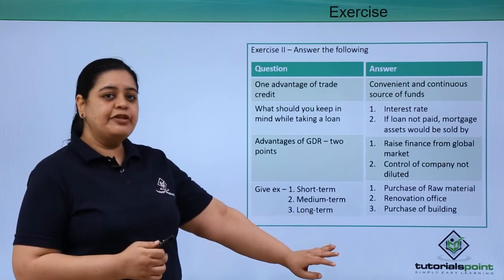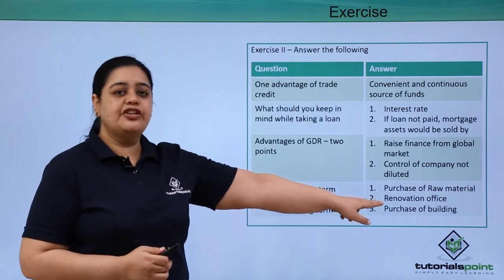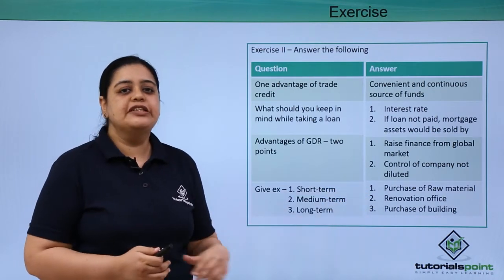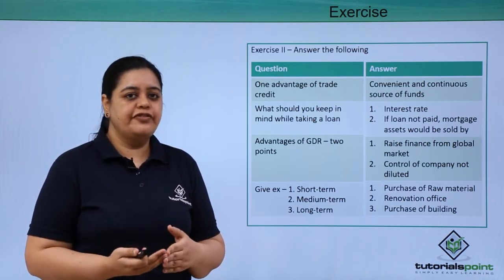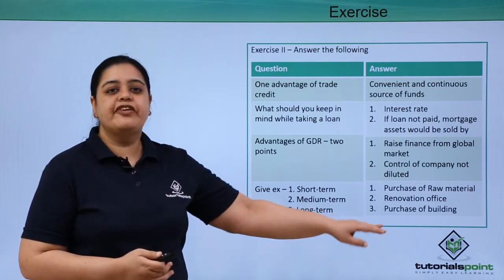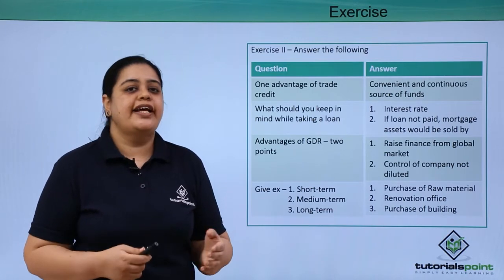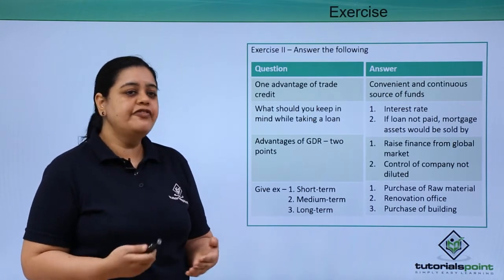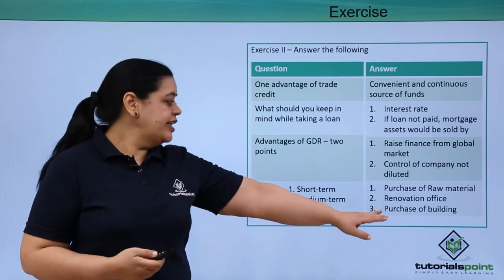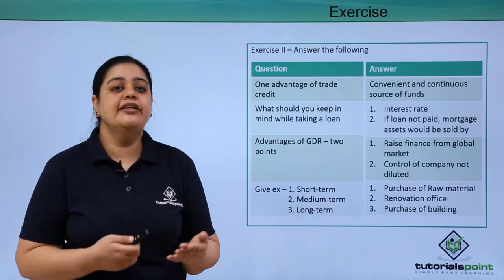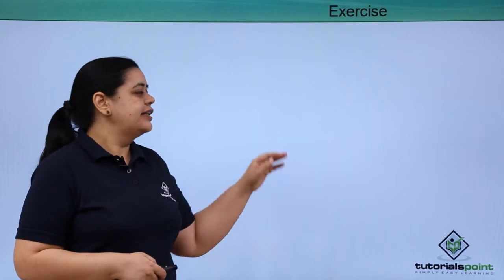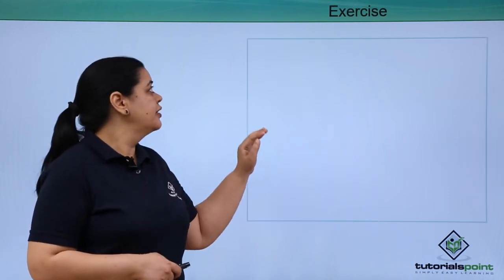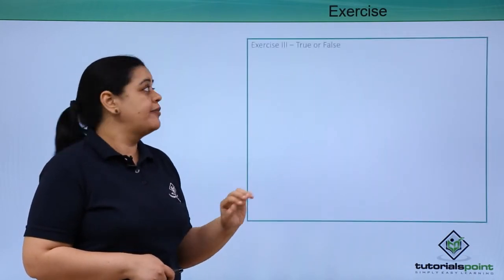Next, an example of short term finance would be purchase of raw material. When I have to purchase raw material, I would require short term finance. For medium term, if I am renovating my office, then I would require medium term financing. Long term, any purchase of building would be an example of long term financing. Now let's move further.